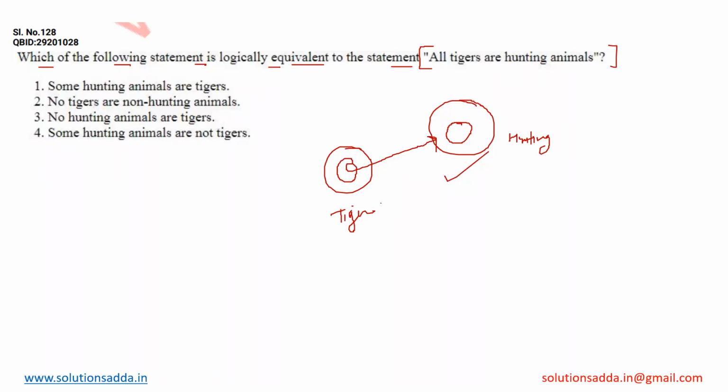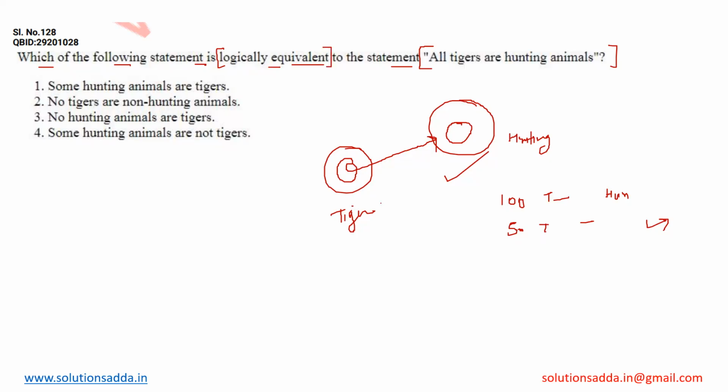Let's read the options. Option number 1 says that some hunting animals are tigers. Yes, it is right. Let's suppose there are 100 tigers and all are hunting; we can say that 50 tigers are hunting. That is also correct. But this option cannot be the answer because they are asking for the logically equivalent statement. It should be 100% right.